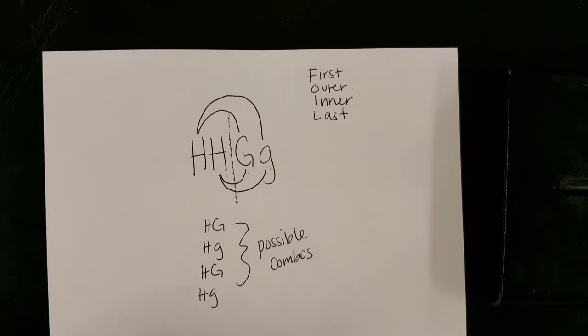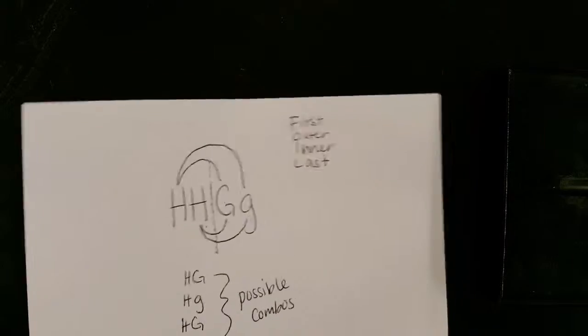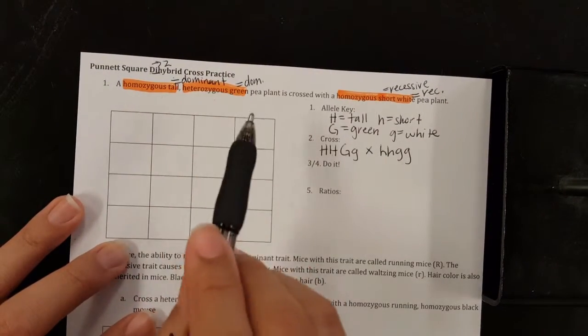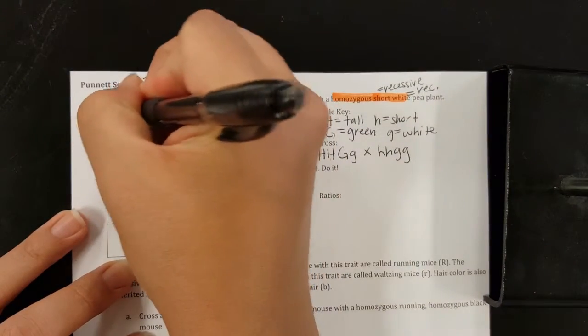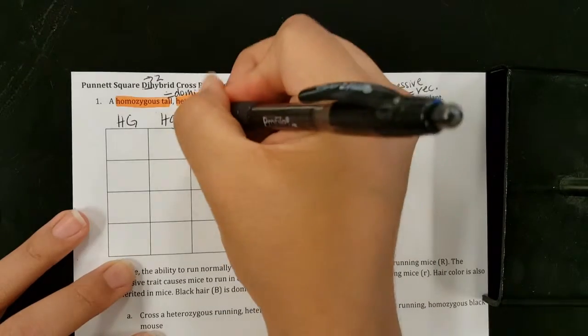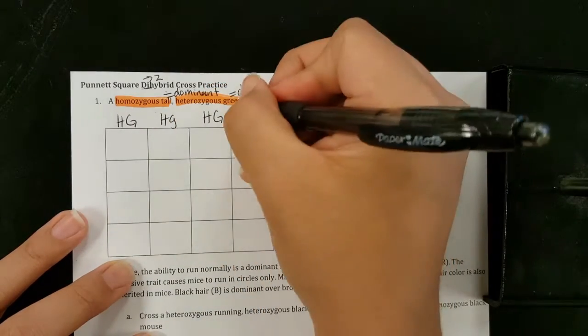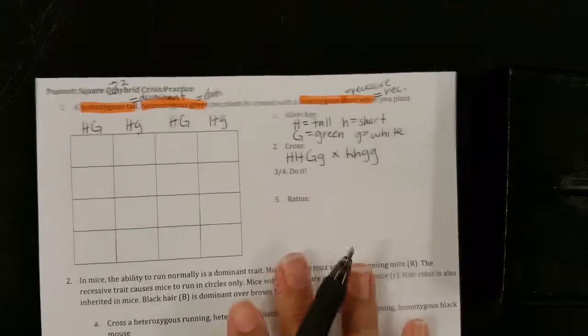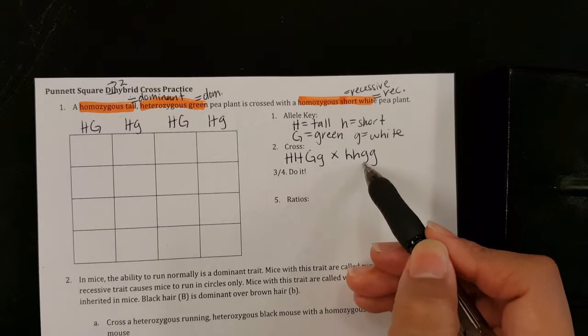So now what I'm going to do is bring this information back to the front, and this is going to go across the top for that first parent. So that was big H, big G, big H, little g. It was big H, big G again, and big H, little g. So now you want to do that again for the second parent.